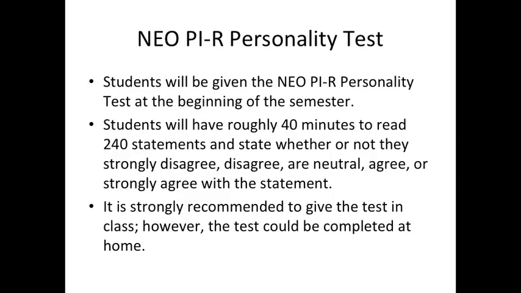Now, the NEO-PIR personality test. How this works is that students have about 40 minutes to read 240 statements, and you'll give this in class at the beginning of the semester. They'll take this little exam, and they'll read 240 statements, and they'll state whether they strongly disagree, are neutral, agree, or strongly agree with the statement.